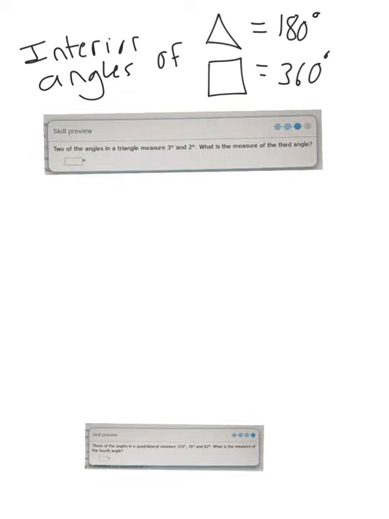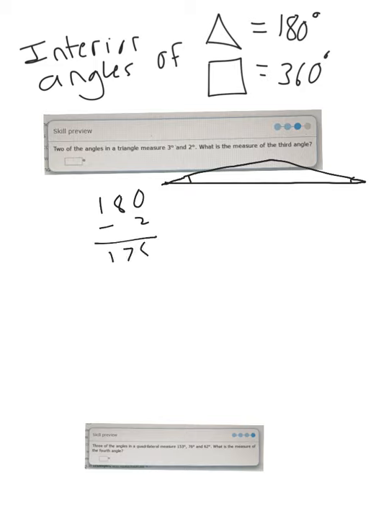And just two final examples you might see. So this one, two of the angles in a triangle measure 3 degrees and 2 degrees. What is the measure of the third angle? Wow, I'm just imagining what this triangle would look like. If two of the angles are that small, it must be almost like this. You don't need to know that, but I'm just thinking these are really small angles. Okay, so we know that the interior sum of the angles of a triangle equals 180. So 180 minus 2 is 178, minus another 3 is 175. 175 degrees.